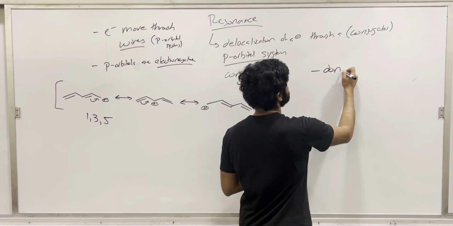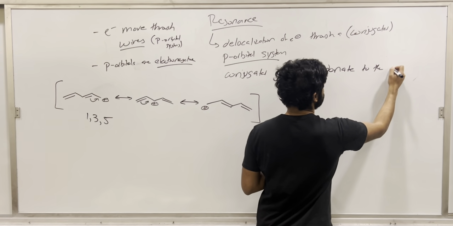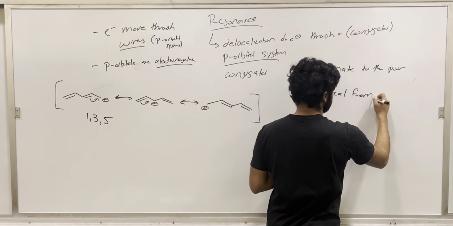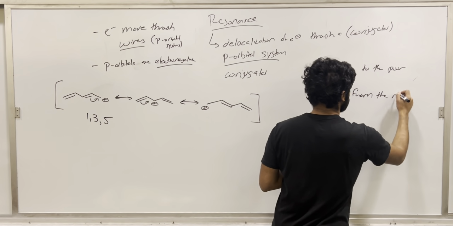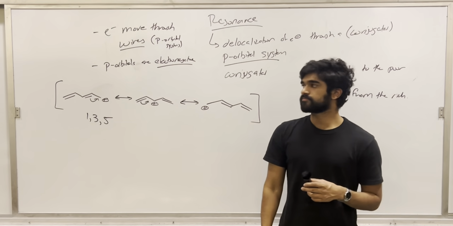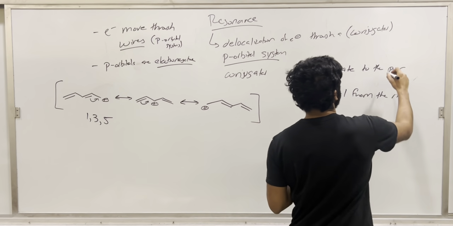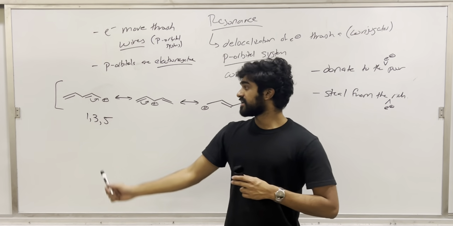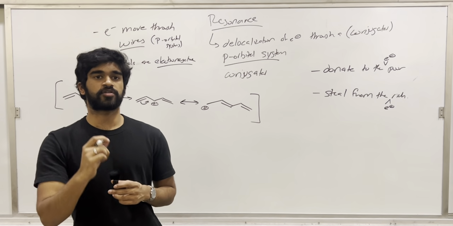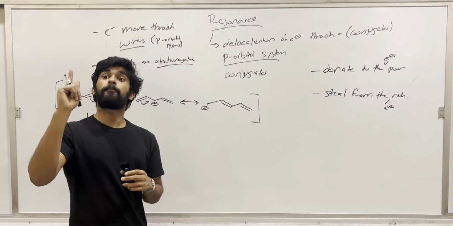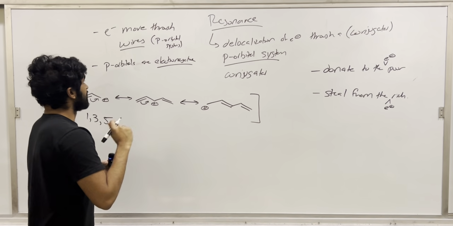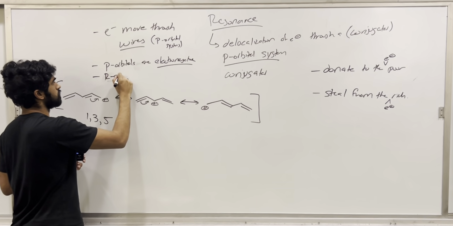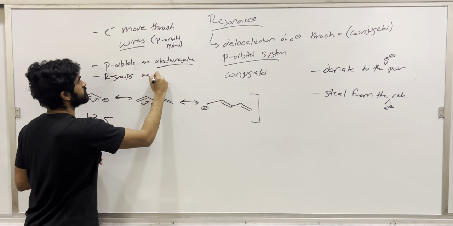So, donate to the poor, steal from the rich. Robin Hood. Organic chemistry is very Robin Hood. What do we mean by the poor or the rich? The electron poor and the electron rich. Is a carbocation electron poor or electron rich? It is electron poor, right? Here's your next rule. R groups are donating groups.